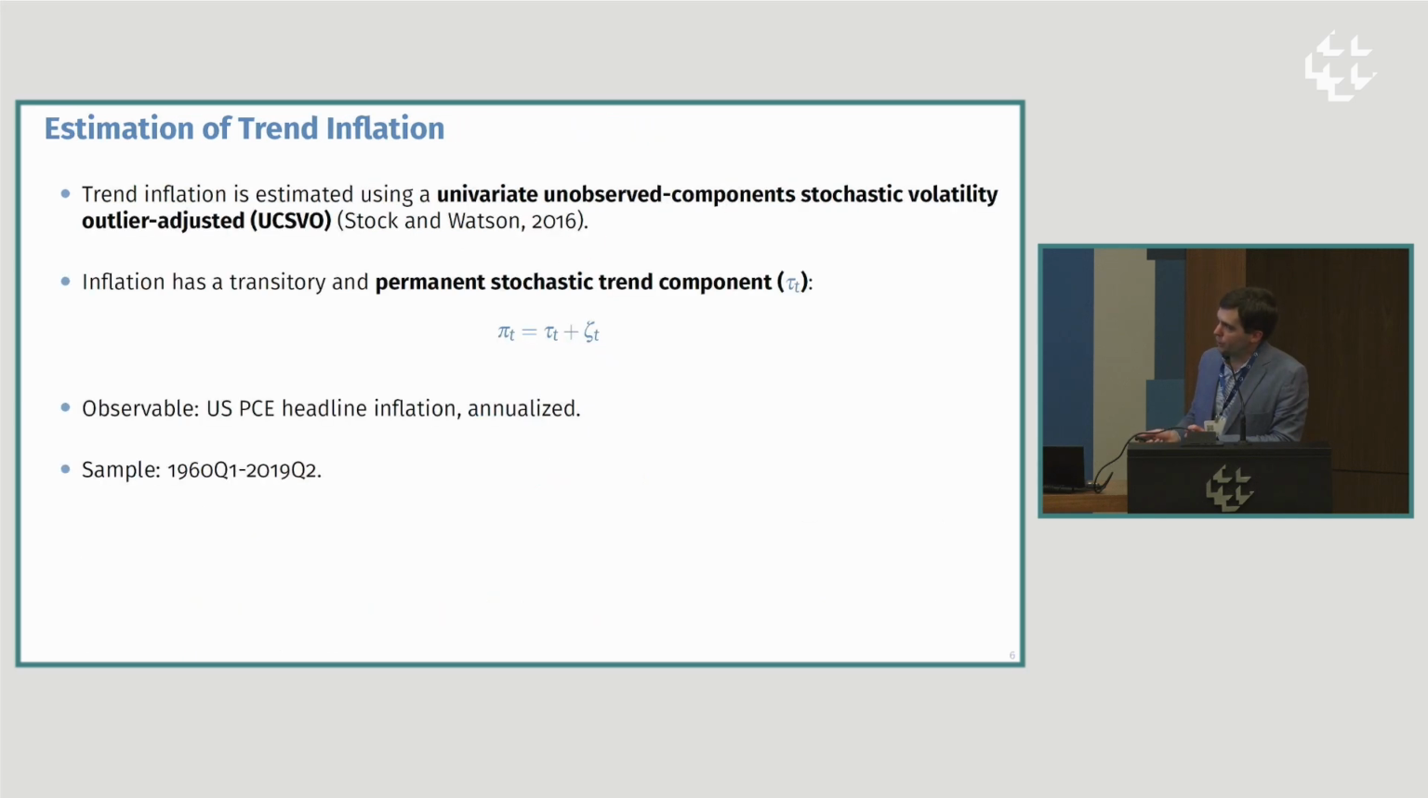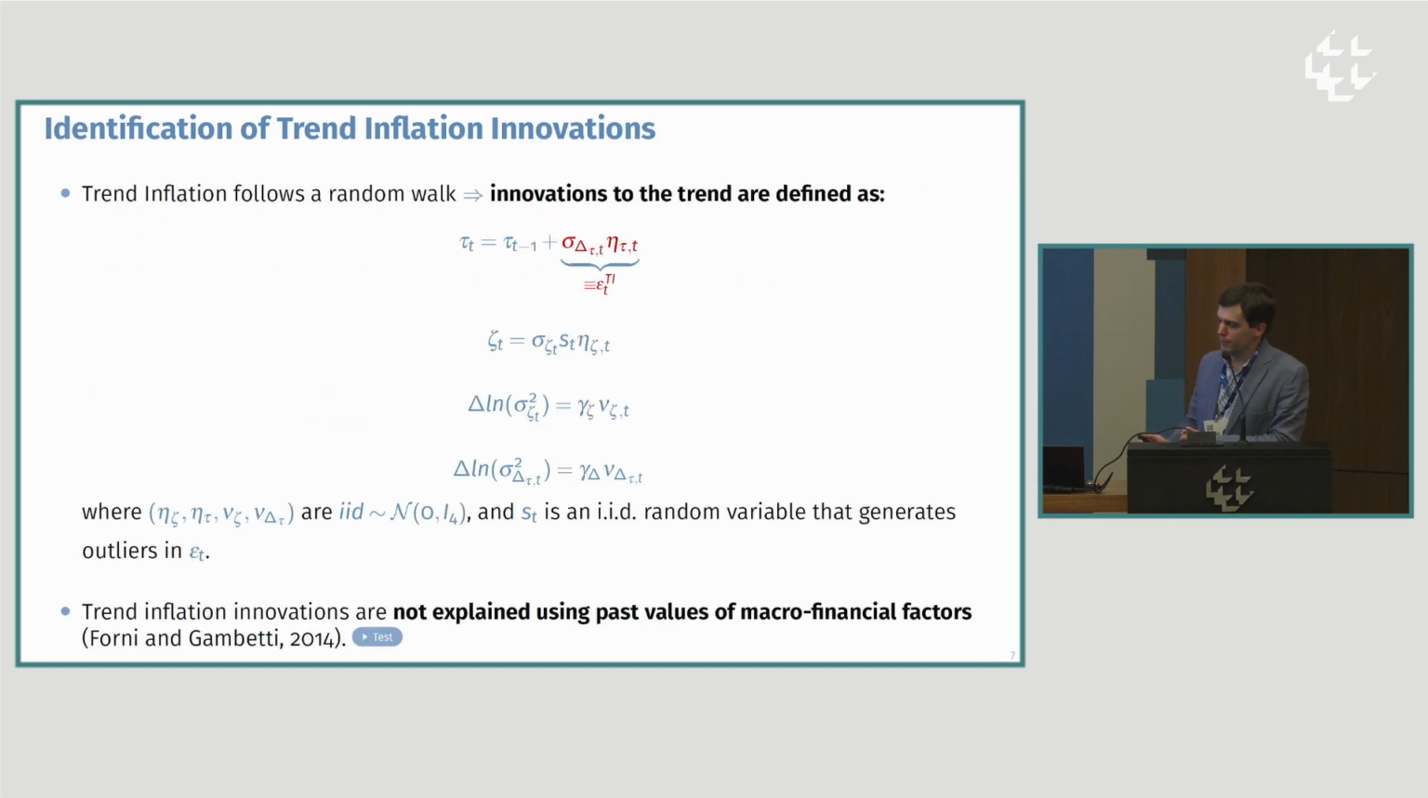For the data, we are going to use as observable the US PCE headline inflation, using the quarter-on-quarter annualized series. For extracting the trend, we try to take a long sample, from the 60s to 2019, and we are now extending this to the pandemic as well to get more insights on what happened in the recent episodes. So the first thing that we show is, once you back out this red component, which is what we are going to label the trend inflation innovation.